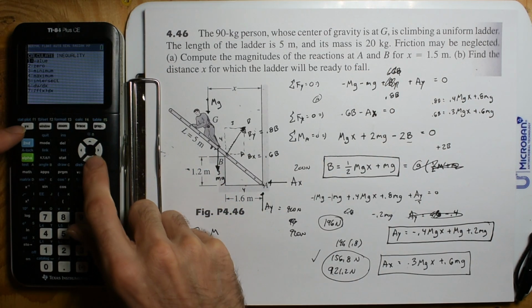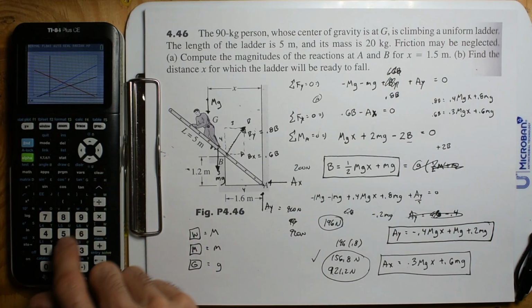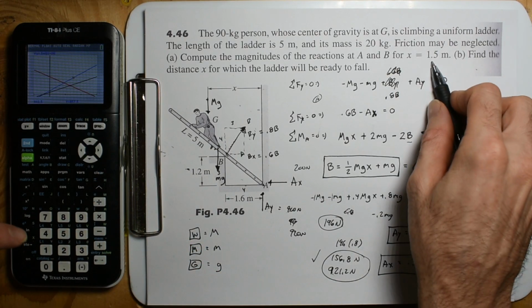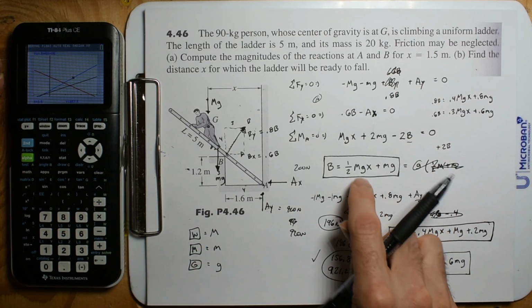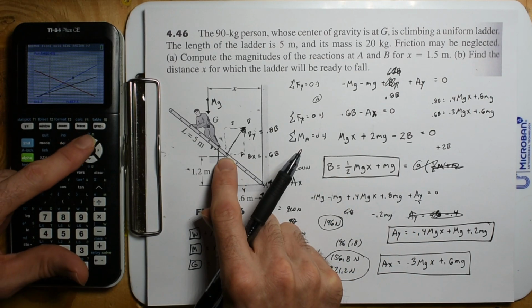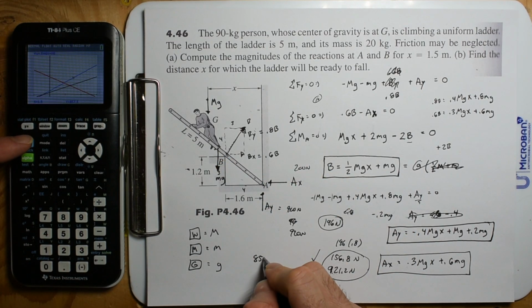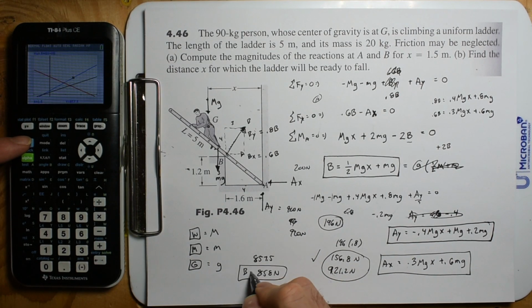So let's actually go, I never solved the actual problem I'm supposed to. So at 1.5, the reaction at B is going to be 857.5 newtons. So 858 newtons. That's going to be B at 1.5. X is equal to 1.5.